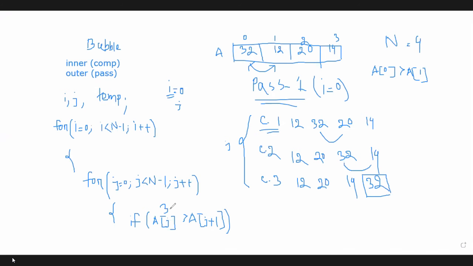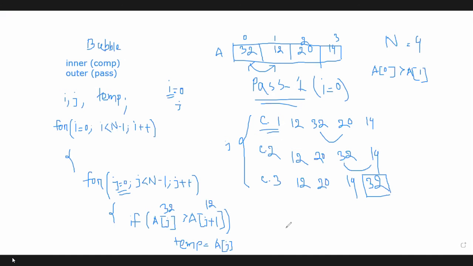Suppose it's 32 and A[j plus 1]. When j equals to 0, and 0 is less than n minus 1, okay, so now we can execute this statement. A[j], that is A0 equals to 32, and A[j plus 1], that is A1 equals to 12. So now we can write temp equals to A[j]. That means 32 will be stored in the variable temp.